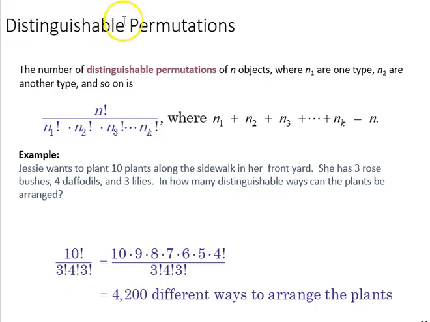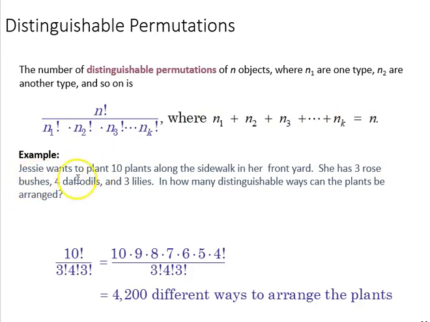Next, we can talk about distinguishable permutations. The number of distinguishable permutations of n objects, whatever those are, whether they're roses or poker chips or cards in a deck, where n1 are of one type and n2 are of another, and so forth, is expressed with this equation, which is n factorial over n1 factorial times n2 factorial, and so on, where n1 plus n2 plus n3 and so on equals n.